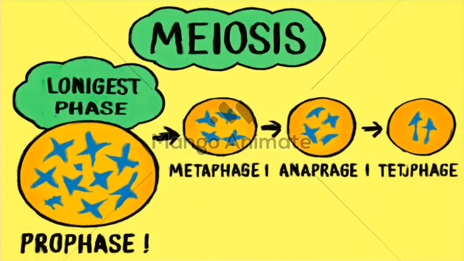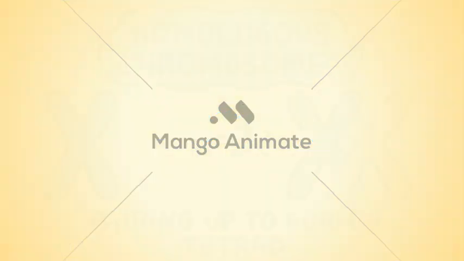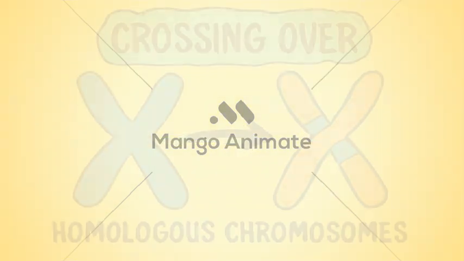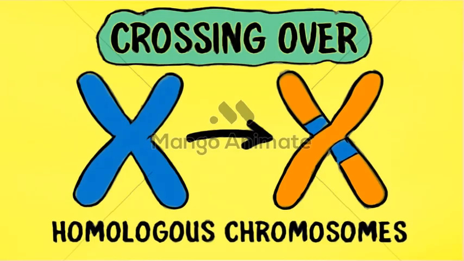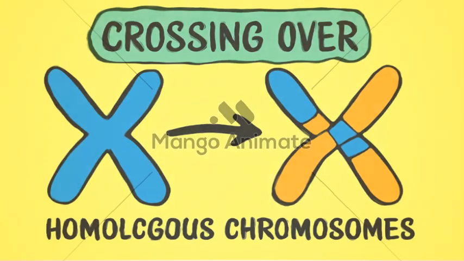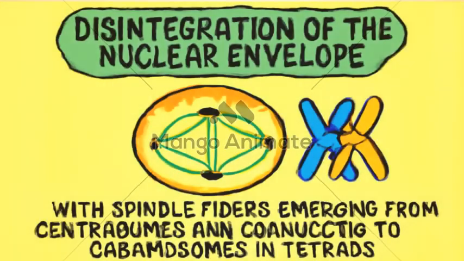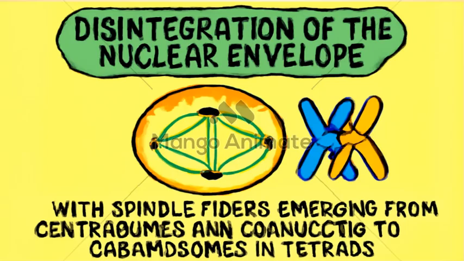Meiosis I is the reductional division. Prophase I. This is the most complex and longest phase. Homologous chromosomes pair up in a process called synapsis to form tetrads. Then, crossing over occurs, a critical event where homologous chromosomes exchange genetic segments. This shuffling increases genetic diversity. The nuclear envelope disintegrates, and spindle fibers emerge.